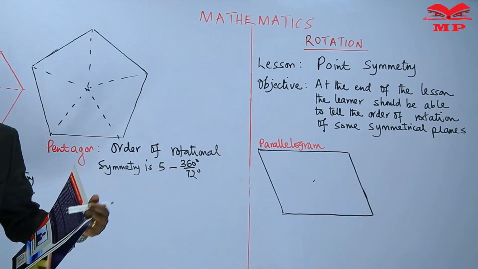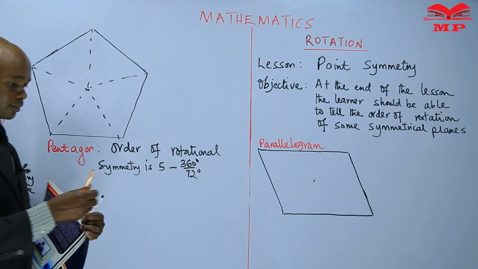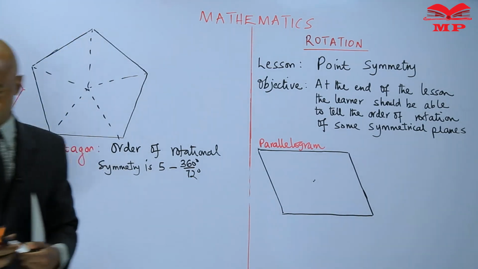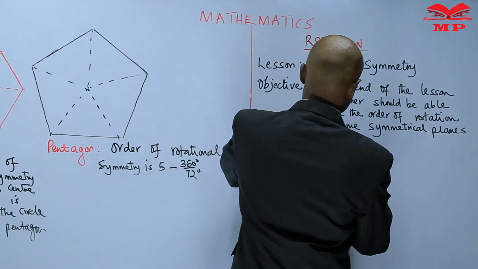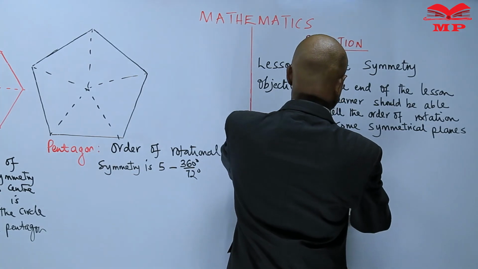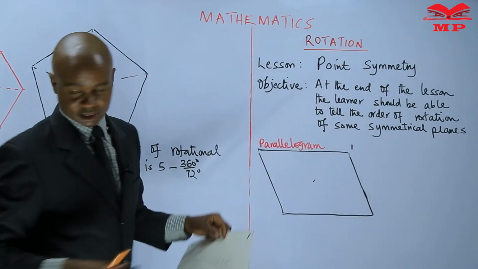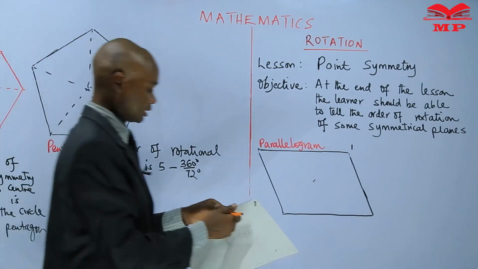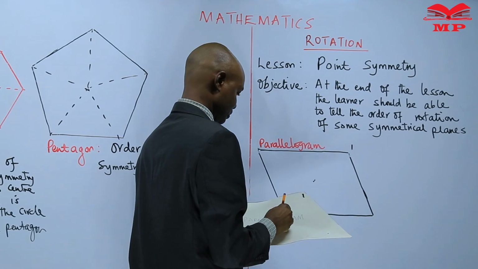So we fit that one there. I'll fit my parallelogram there and I rotate. So I'll mark a point. I'll start with point 1. So I should come back to 1. So I'll rotate.